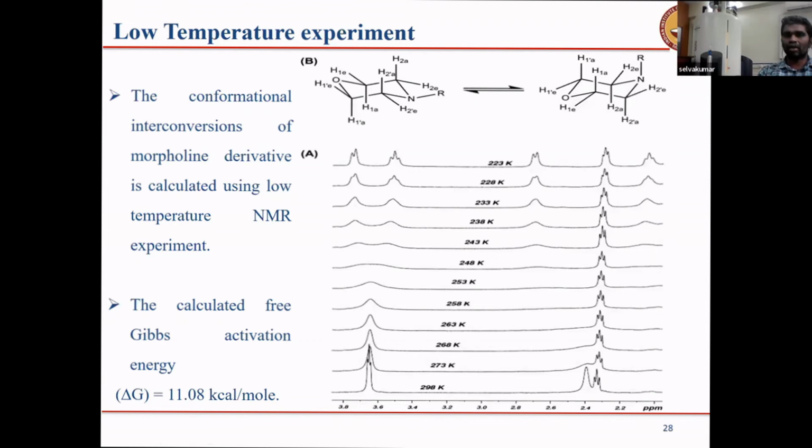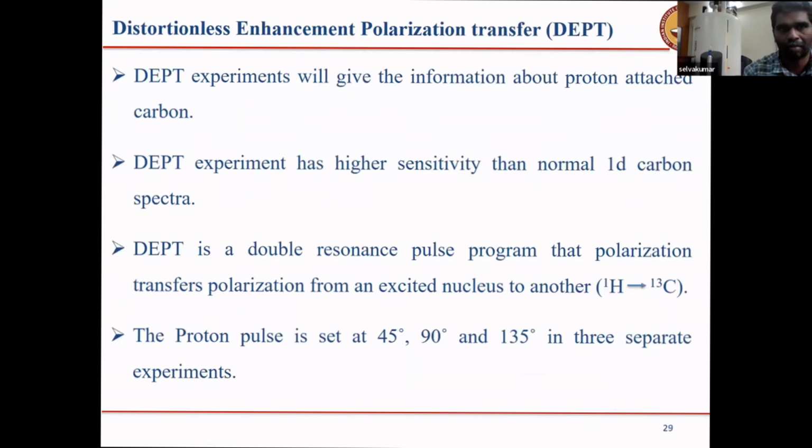In general, with variable temperature NMR we can go from plus 150 to minus 150. In any machine, we can do variable temperature NMR spectroscopy. This will give information about physical properties like Gibbs free energy and the rate of the reaction. We can find these out through variable temperature spectroscopy.